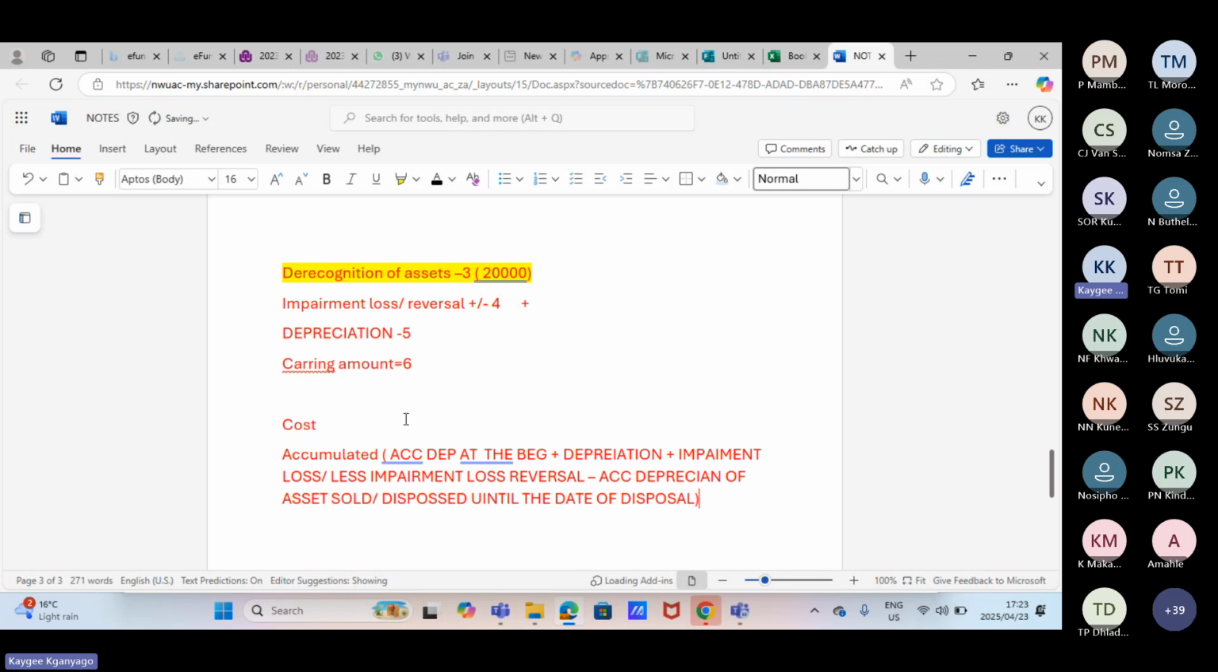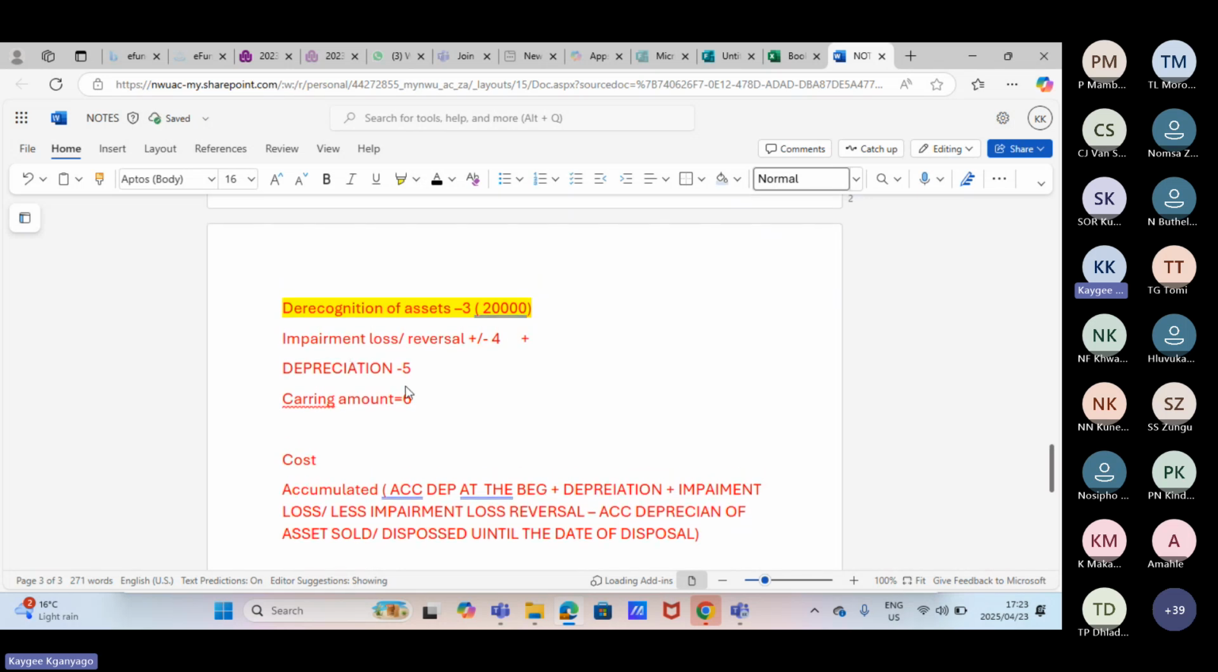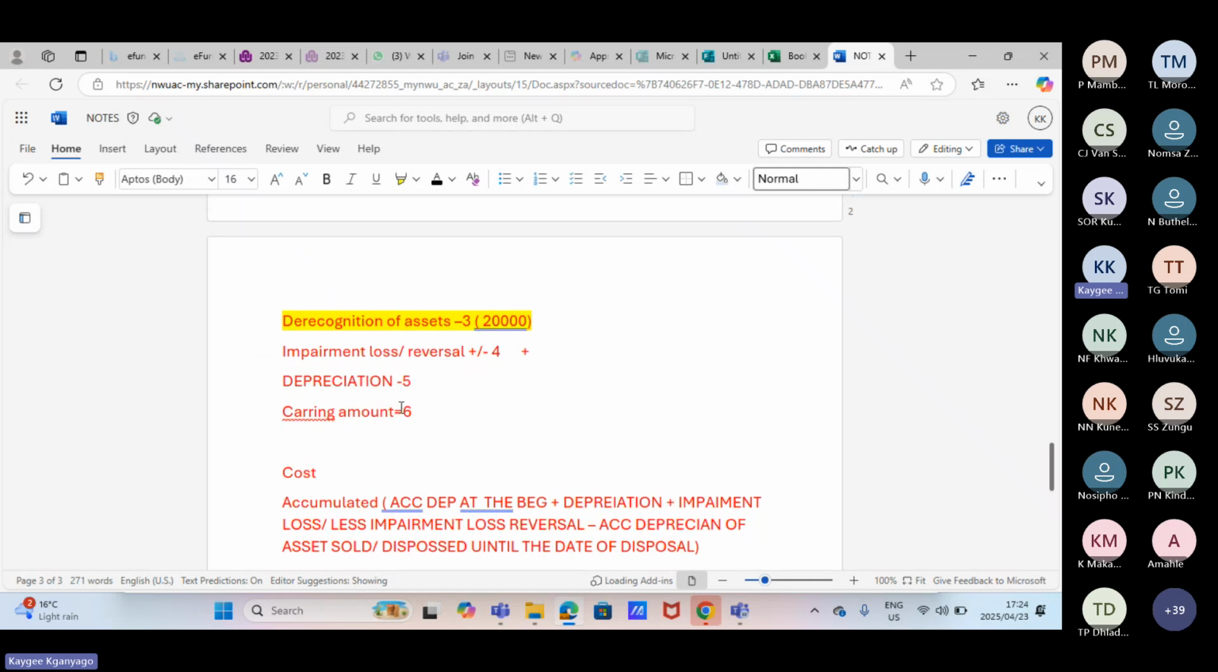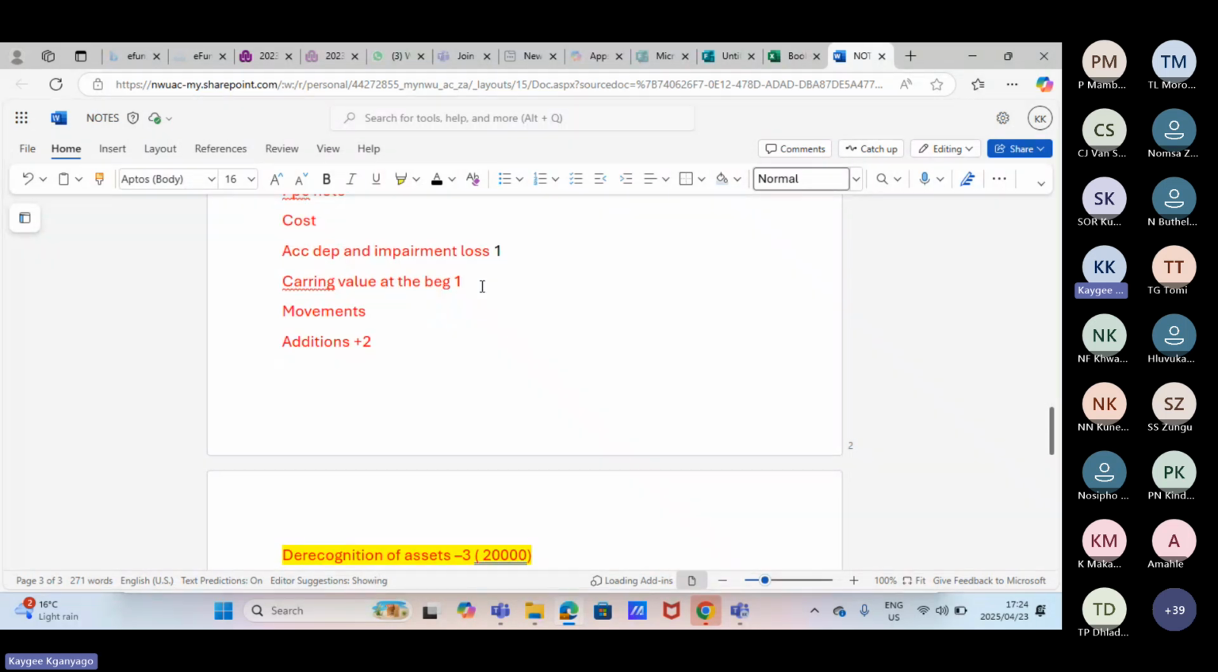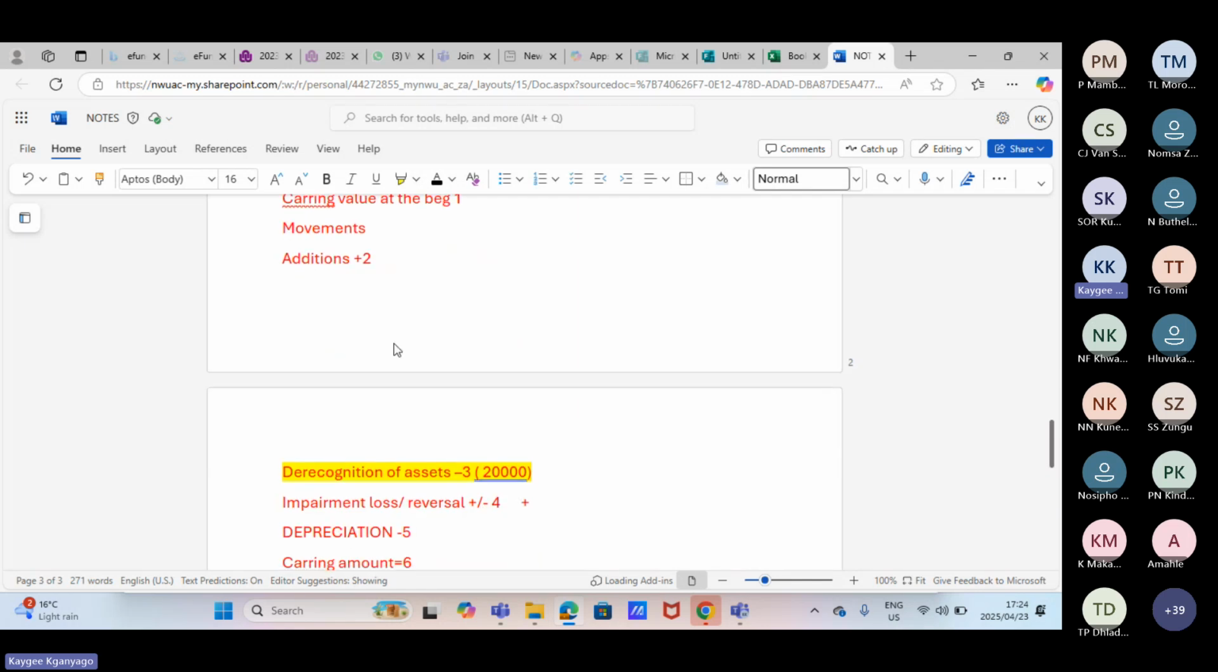For getting the carrying amount at the end, without doing cost and accumulated depreciation at the end, you can easily just say your carrying amount at the beginning of the year, ne? Then you go to your movements. On your movements, where there is a plus is a plus, where there is a minus is a minus. If we talk about additions, you know it's a plus. You're just going to take that carrying amount at the beginning of the year and add those additions. If there is derecognition of asset, you subtract.